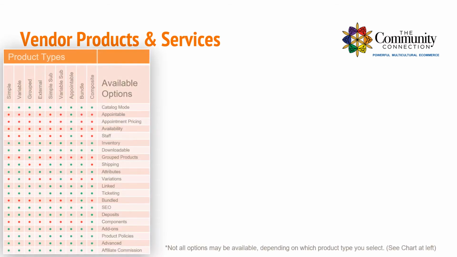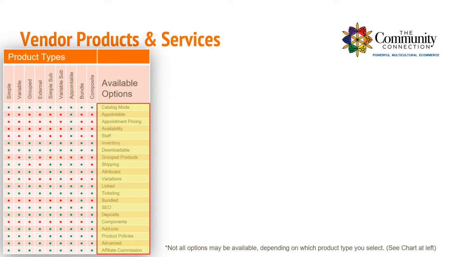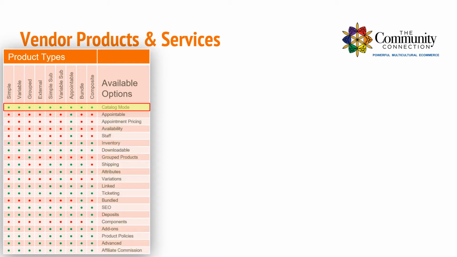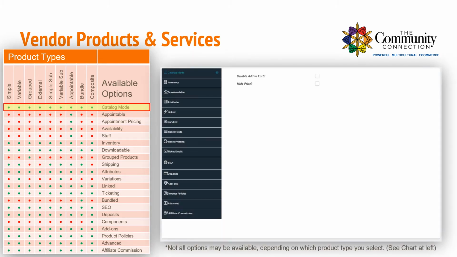In the next part of this tutorial, you'll enter your product options. Feel free to fast forward to the options that apply to the product types you have chosen. Now it's time to set your product options. For catalog mode, select Disable Add to Cart to remove the Add to Cart button, and click Hide Price to hide the price of your product from the customer.